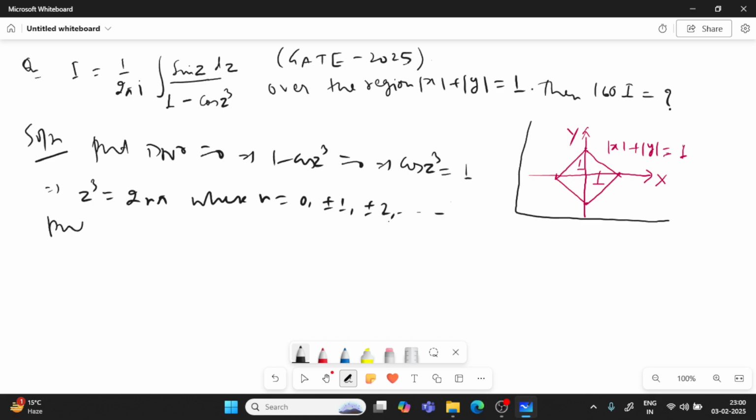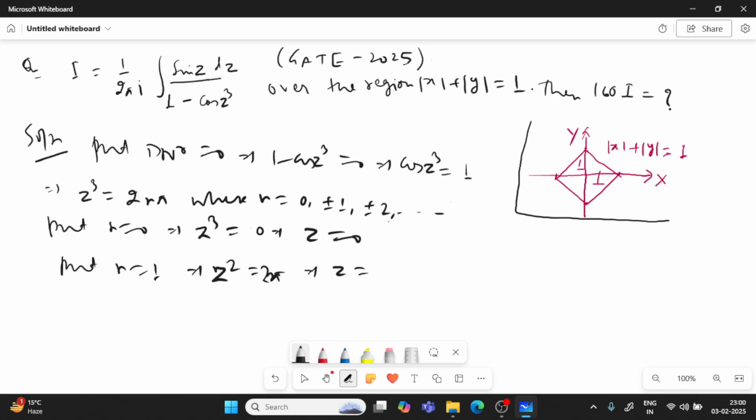Firstly we put n equals 0. That implies z cube equals 0, so z equals 0. When we put n equals 1, z cube equals 2 pi, so z equals (2 pi) to the power 1 by 3, and you can clearly see it is greater than 1. It is 1 point something. So it will not lie inside the given region.